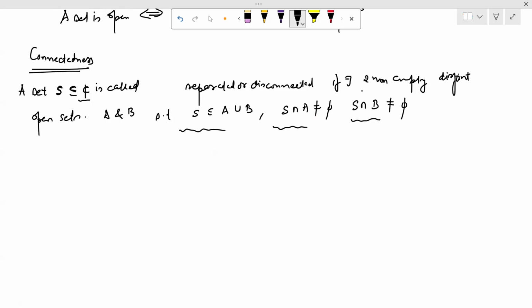So for defining a disconnected set, there must exist two non-empty disjoint open sets A and B such that S is contained in A union B, and S intersection A is a non-empty set and S intersection B is also non-empty. Then we say that this subset S of complex numbers, or the subset S of the complex plane, is a separated or a disconnected set. If this is not the case, if S is not disconnected, then it is called connected.